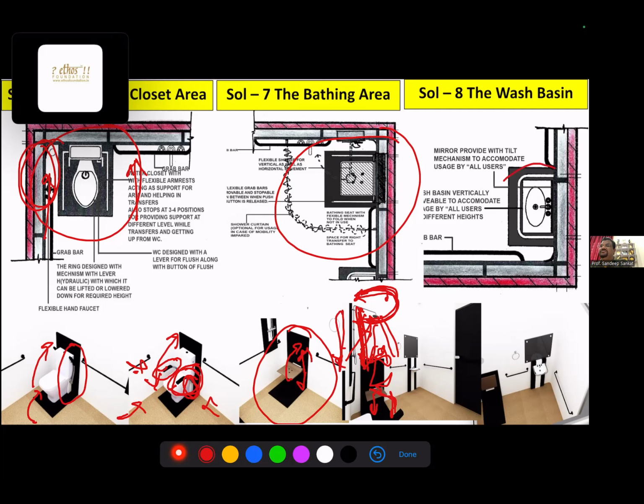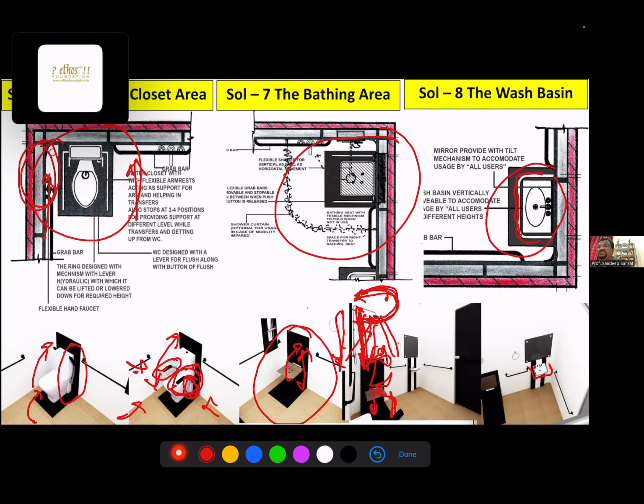Then there is the wash basin. This has a bar over here. If you can see, there is a tubular bar. If you press this, the idea came from the trolleys which we use at airports. When you press it, you can move it. When you release it, it gets stuck.